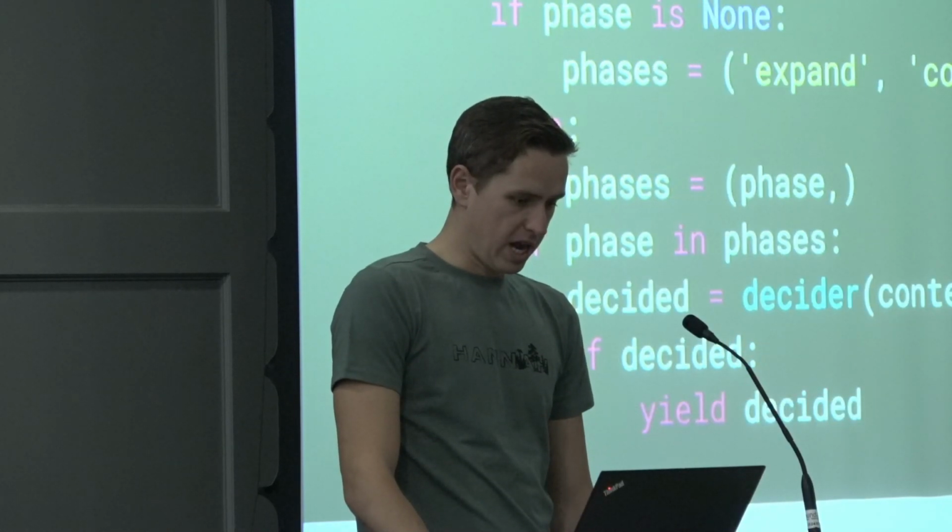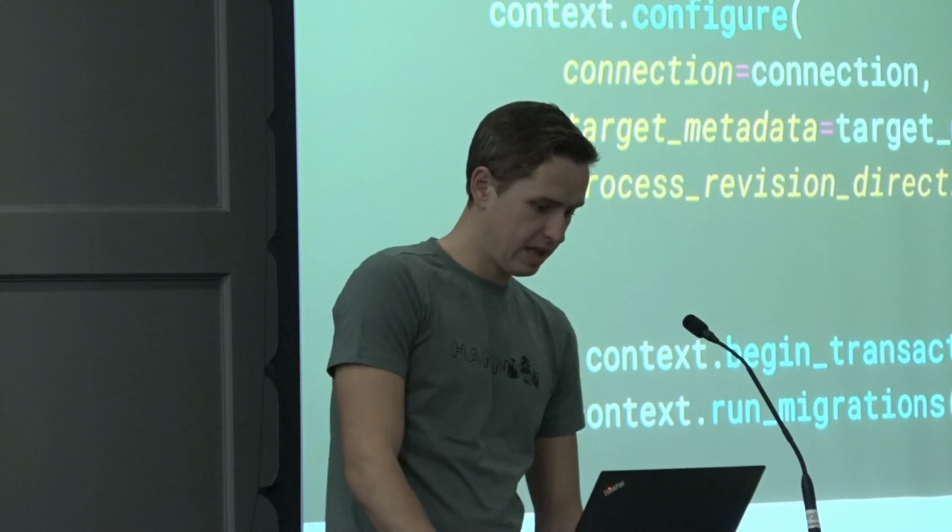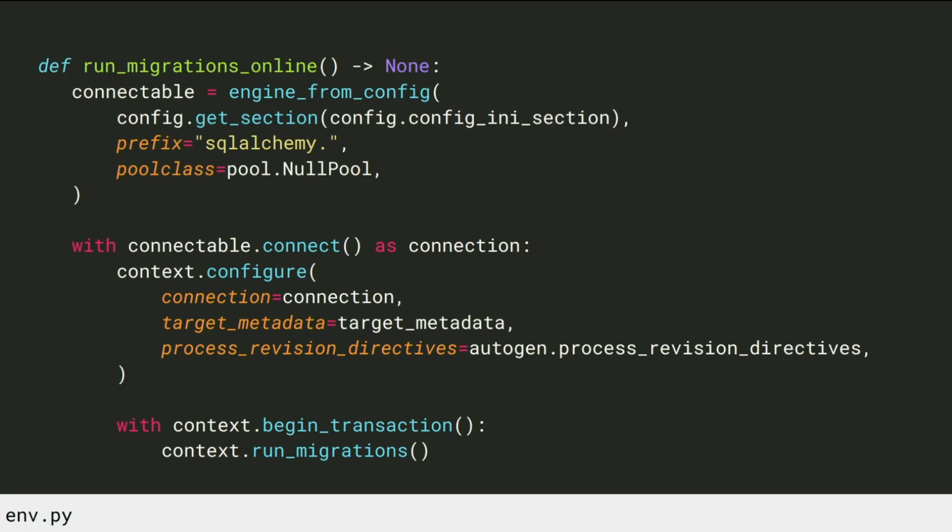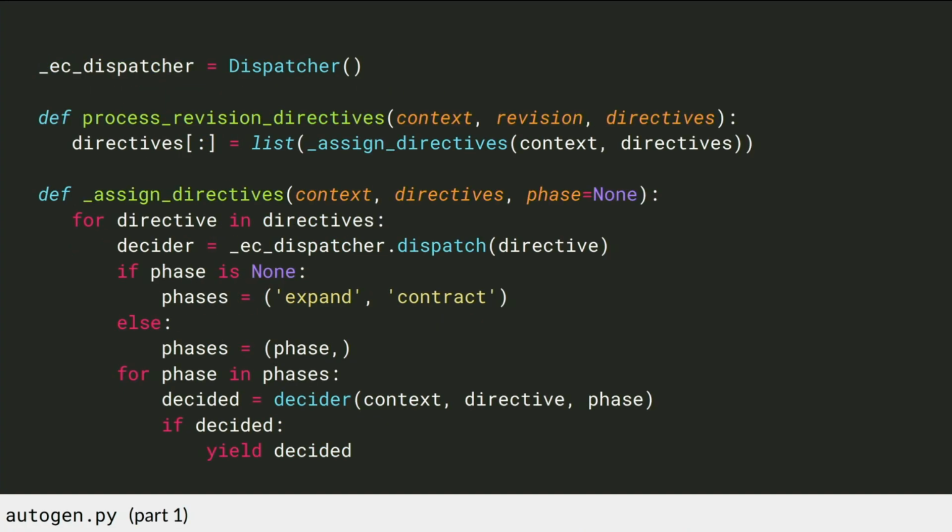So that file, that process revision directives, you point that at a function, and that function accepts a couple of arguments: the context, the revision that you're trying to upgrade to, and then a list of the directives that Alembic has automatically generated for you. And when you have that list, you have the ability to go and modify that list.